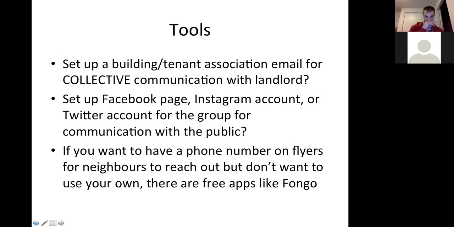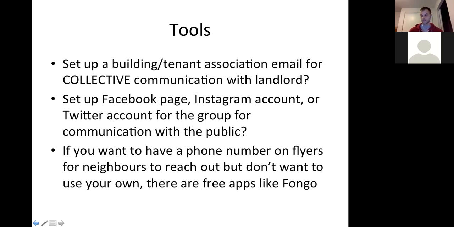Yeah, so just the last slide here about some tools. I already talked a little bit about internal communication. So whether it's a WhatsApp group or a phone tree or some other kind of group chat or Facebook group, you're going to want to figure out a way to communicate amongst each other. But you might also want to figure out how to communicate as a tenant association with people outside of the tenant association. So for example, you might set up a tenant association email to communicate collectively with the landlord.